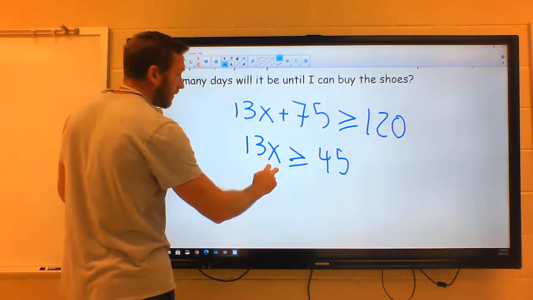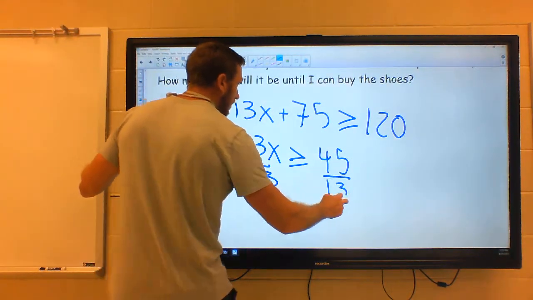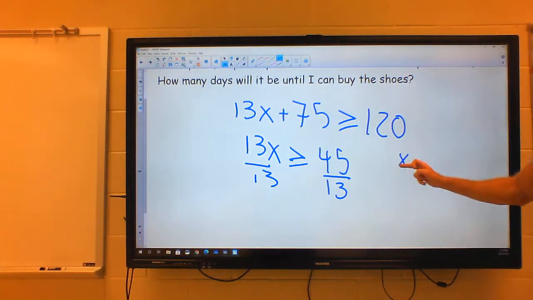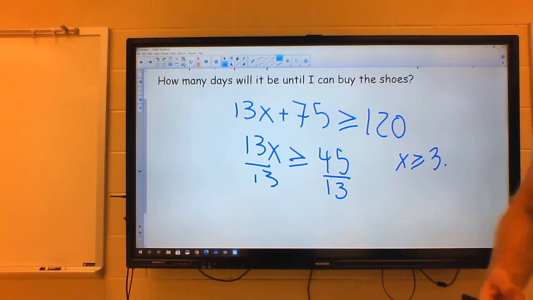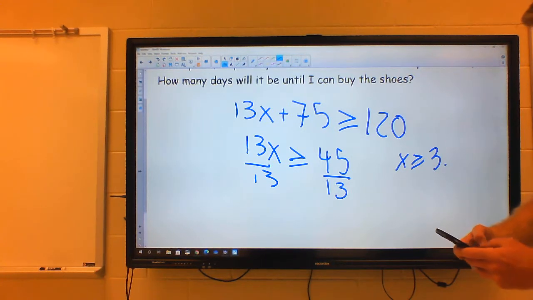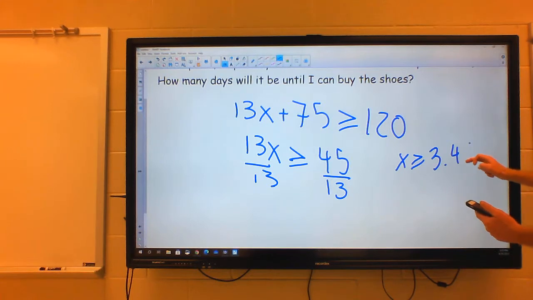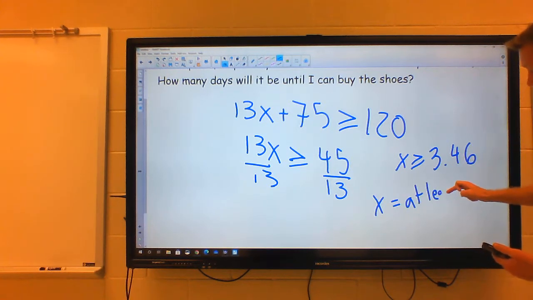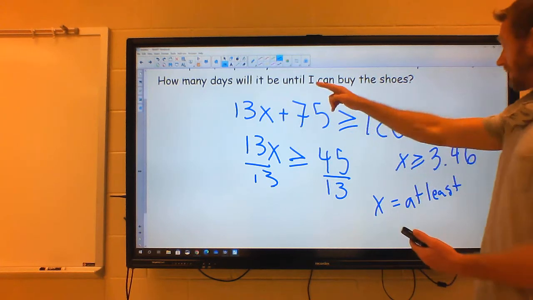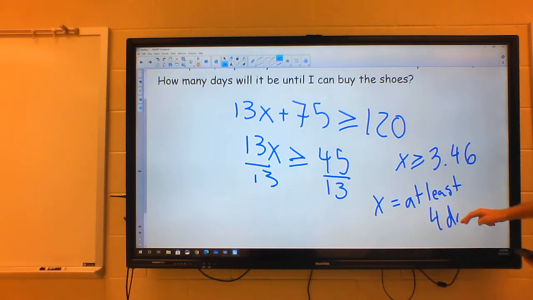Divide by 13. You're going to get a decimal for this. x needs to be bigger than or equal to 3 point something. I guess I'll just do this on my calculator right quick. 45 divided by 13, 3.46. Okay, so x equals at least, what was this, weeks or days? Days, at least 4 days. Okay, it will take you at least 4 days to get that much money.